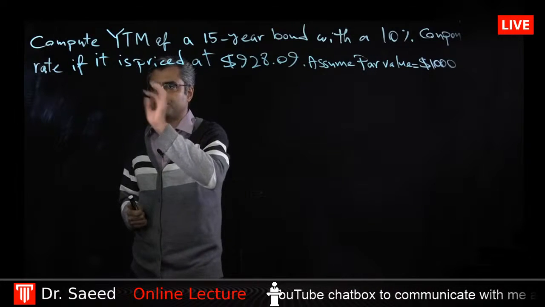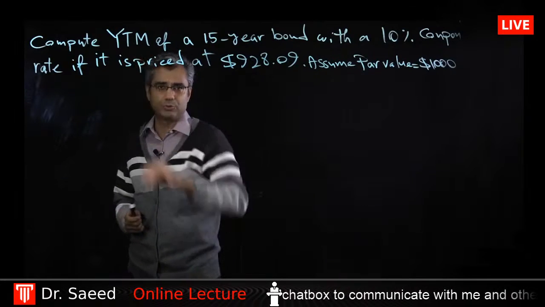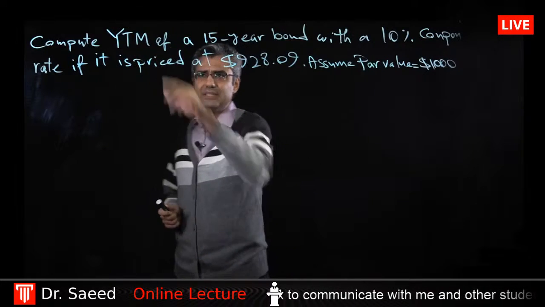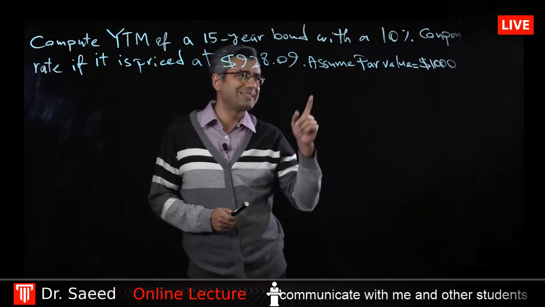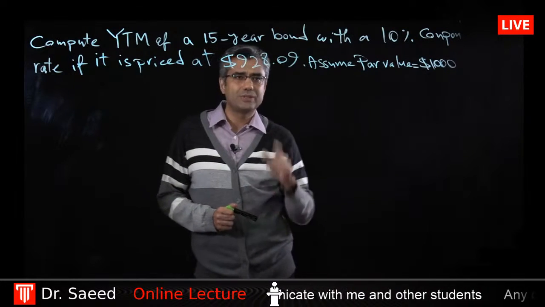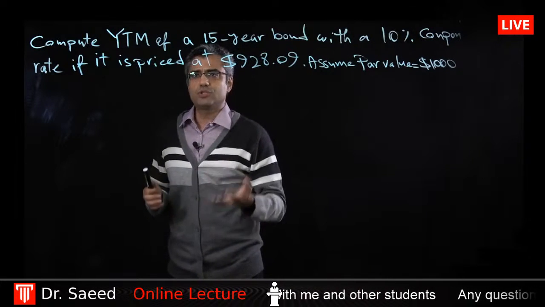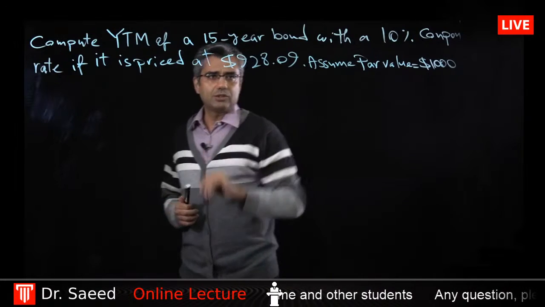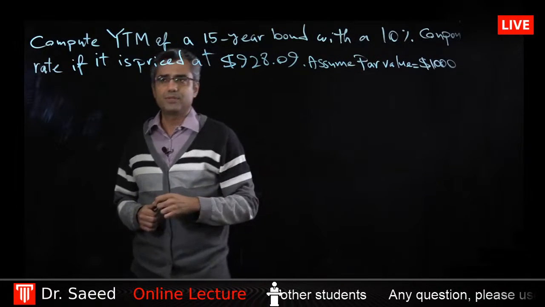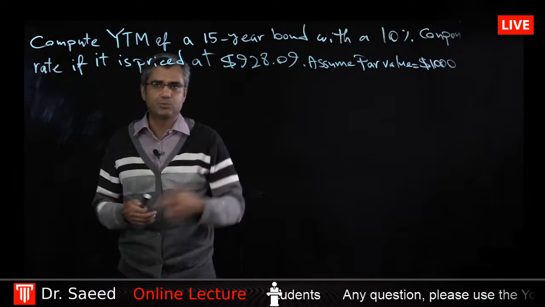Let's answer this question. I already showed you how to compute the bond price, but here we want to compute yield to maturity. Yield to maturity is another term we use for interest rate. So compute the yield to maturity of a 15-year bond with a 10% coupon rate if it's priced at $928.09 and we assume par value is $1,000. It means today's price of the bond is $928. Now we want to know, if the coupon rate is 10%, what will be our yield to maturity, how much we earn on this bond.